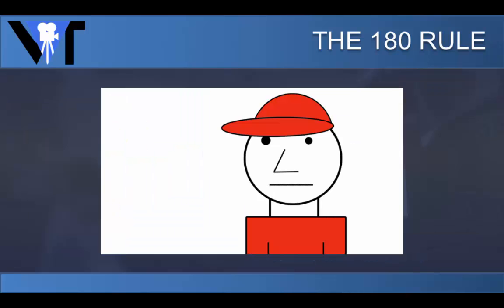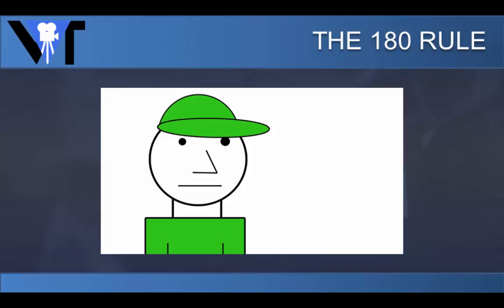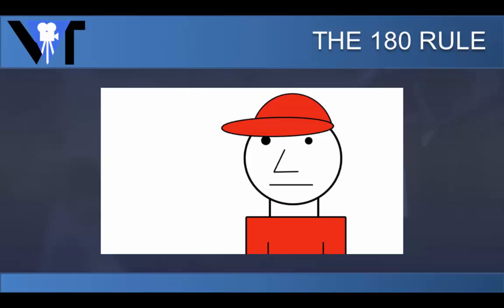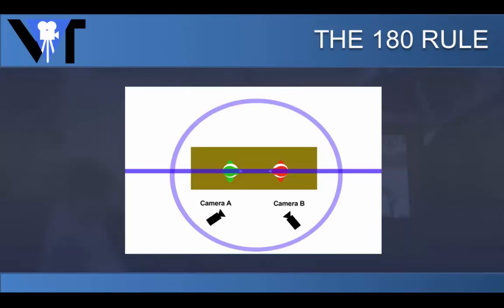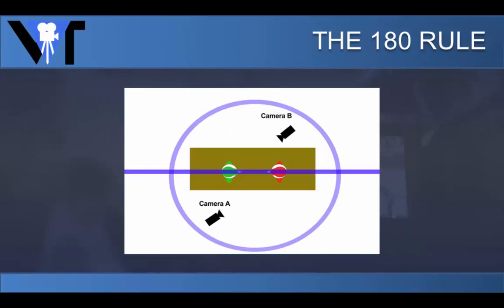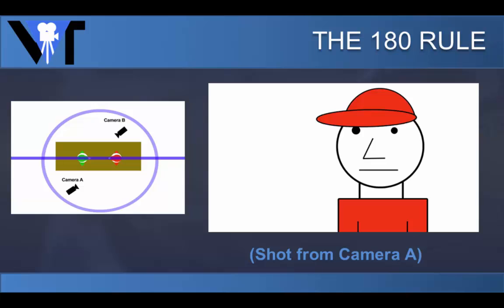When we edit the footage from the two cameras together, we can cut between the shots and it will make sense to the viewer. The shots make sense when edited together because they're on the same side of the 180 line of the scene. Now, if we broke the 180 rule and placed one of the cameras on the other side of the 180 line, here's the shot from camera A. And here's the shot from camera B.